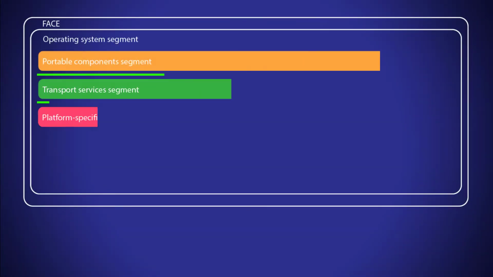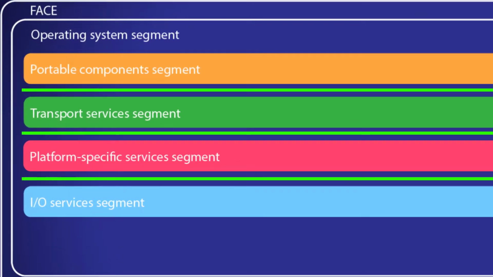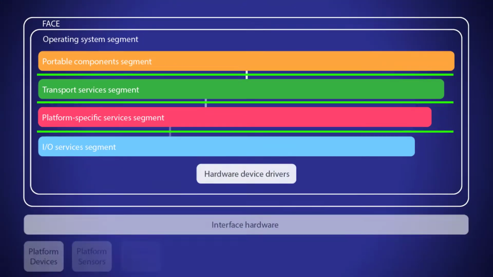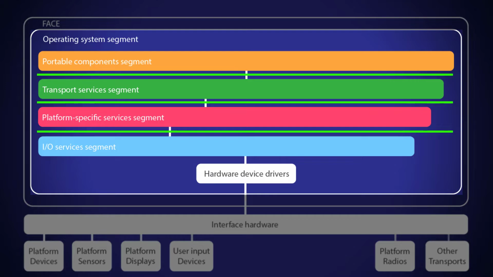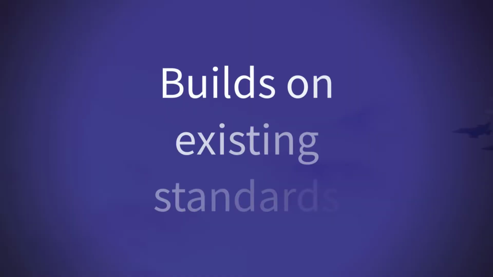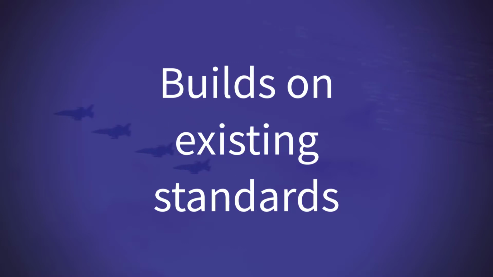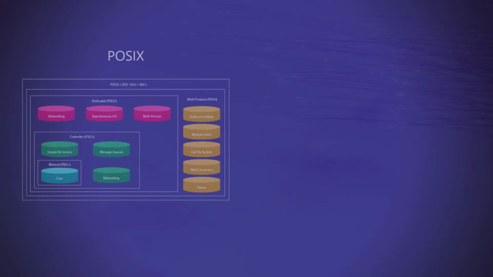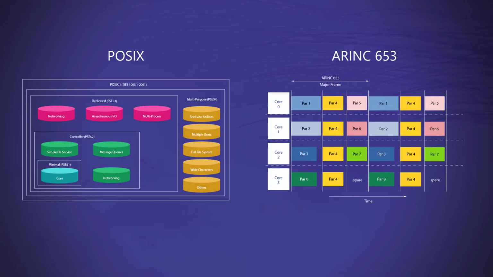FACE provides the logical interfaces between these segments to allow for portability and reuse. The operating system segment, or OSS, provides a foundation to the other segments and thus is shown above the others in the diagram. The FACE standard builds on existing standards. In the case of the OSS bundle, it builds on the POSIX and ARINC 653 standards.